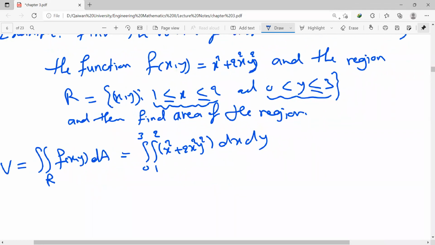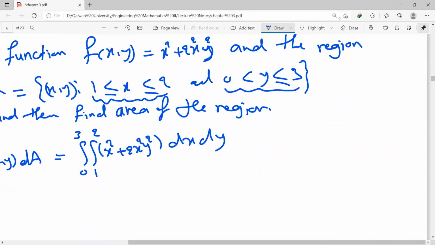Here we say it equals, we take the integration with respect to x, the integration from 0 to 3. What's the integration of the function with respect to x? It's x cubed over 3 plus y squared x cubed over 3, from 1 to 2, then dy.